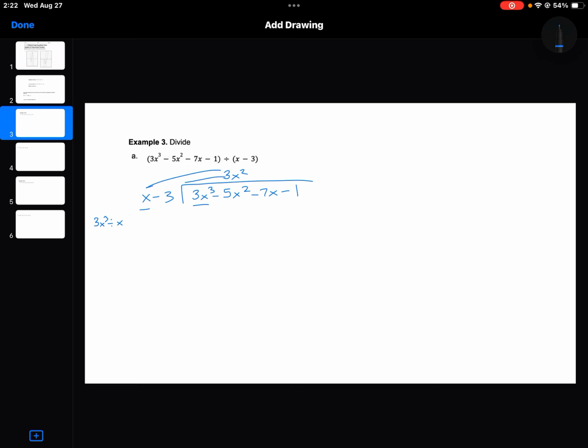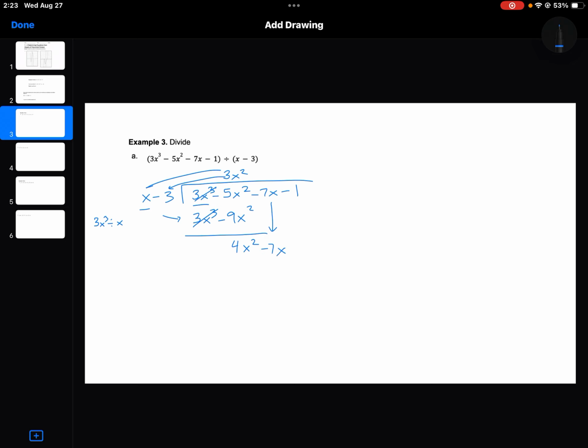Now I'm going to multiply back through just like I did before to give me my next line here. So 3x squared times x gives me 3x cubed. 3x squared times minus 3 gives me minus 9x squared. And then I'm going to subtract. The first 2 terms should always cancel out as long as you've done your division correctly. The second 2 terms, if I'm subtracting a negative, I'm actually going to end up adding. So I've got 4x squared. And then I'm going to bring down my next term.